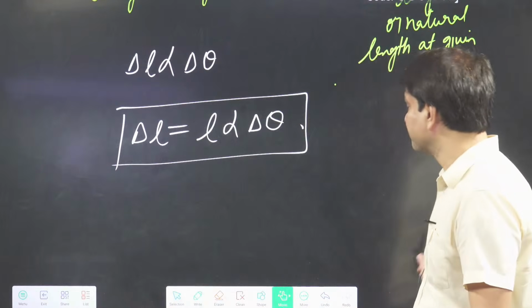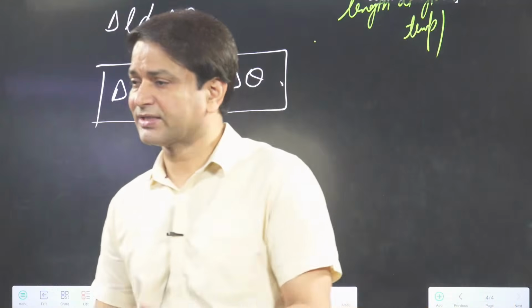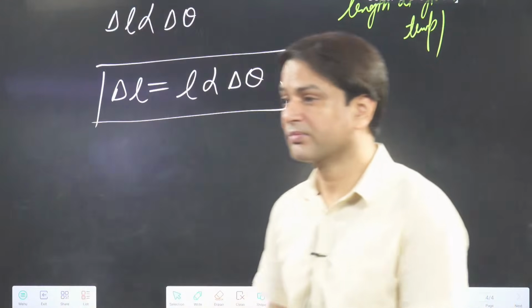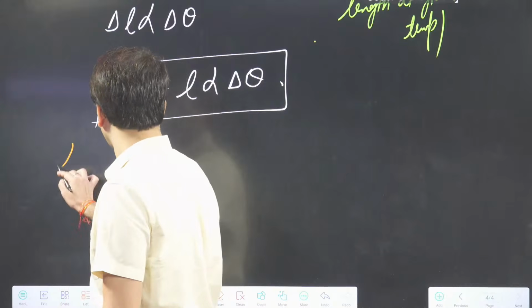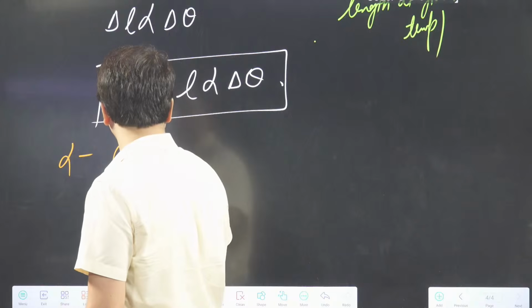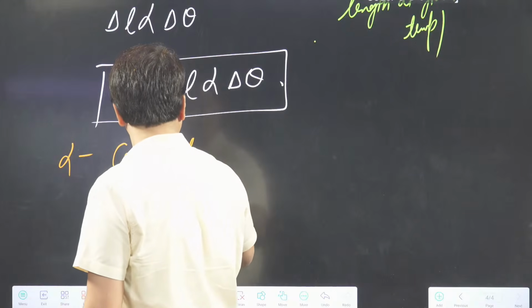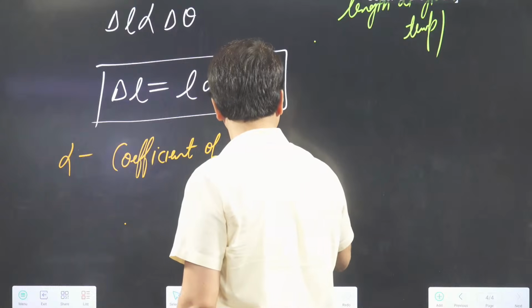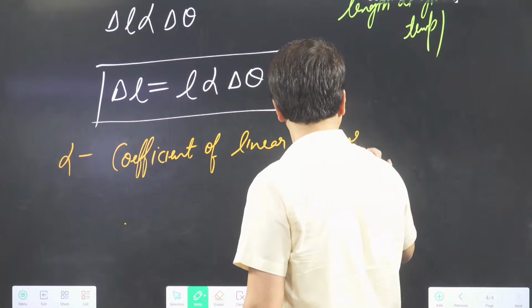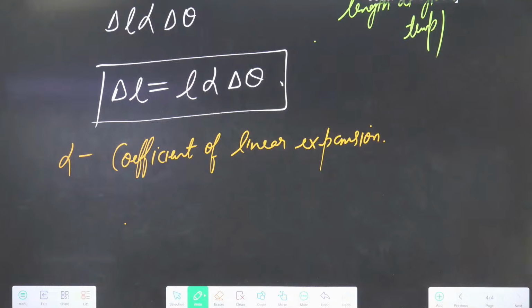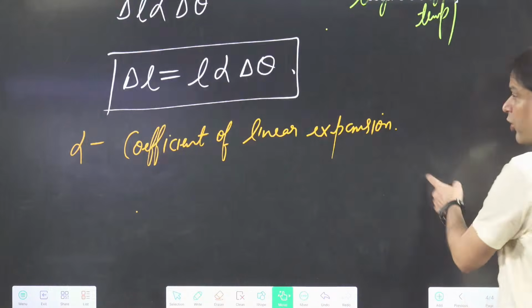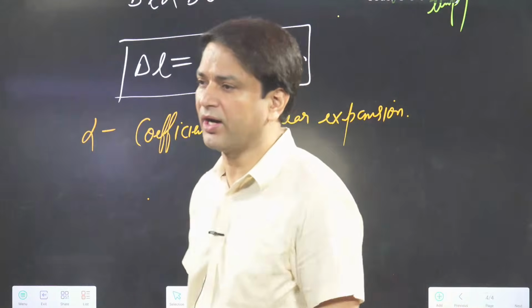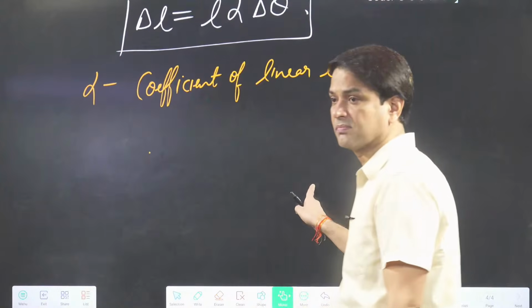What is alpha? Alpha is the proportionality constant, and it is called the coefficient of linear expansion. So one formula we have to remember is delta L is equal to L alpha delta theta. Up to this, okay?